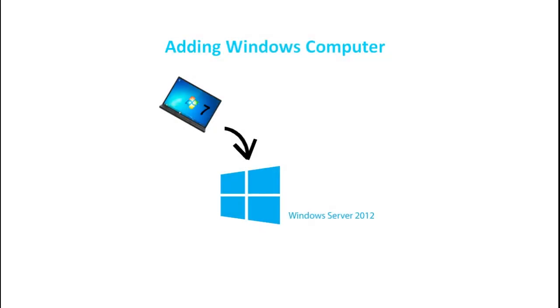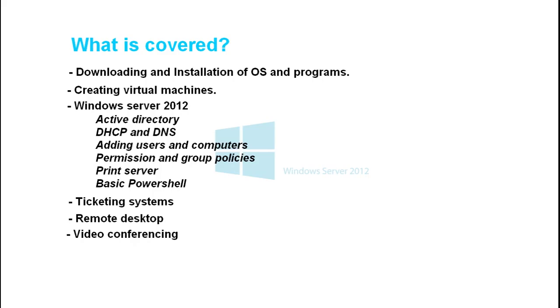In this video, we are going to add a Windows computer on Windows Server 2012 Active Directory. And to those of you that may be new, this is one of a series of videos where we have built our virtual home lab, and these are the topics covered. Download and install operating systems and programs. Create virtual machines, Windows Server 2012, Active Directory, DHCP, and DNS. Adding users and computers, permissions, and group policies. Print server, basic PowerShell, ticketing systems, remote desktop, and video conferencing.